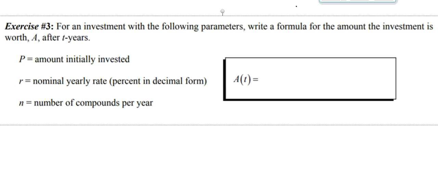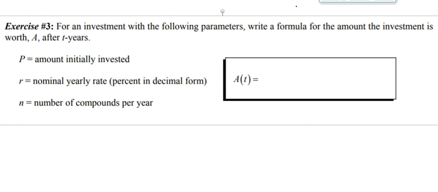For an investment with the following parameters, write a formula for the amount the investment is worth, A, after T years. P equals the amount initially invested, so that's your principal. R is your nominal yearly rate, which is the percent in decimal form. And N is the number of compounds per year.